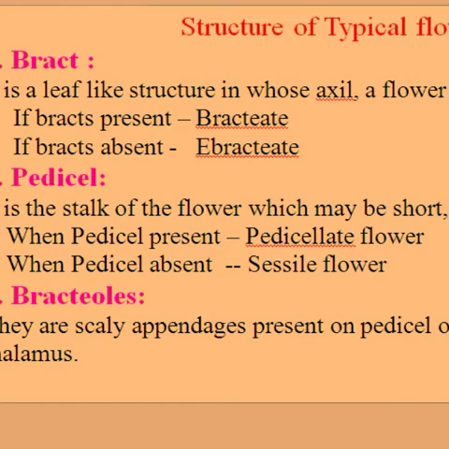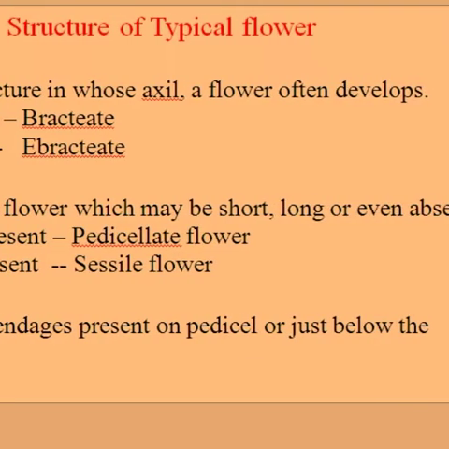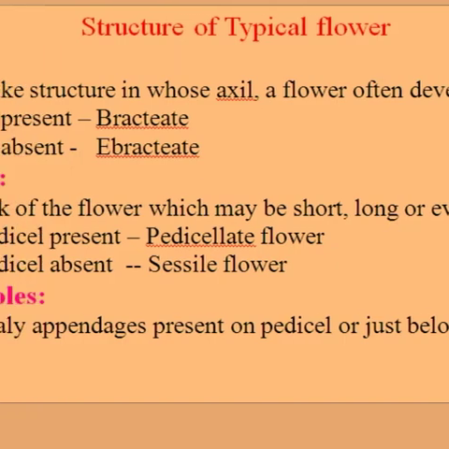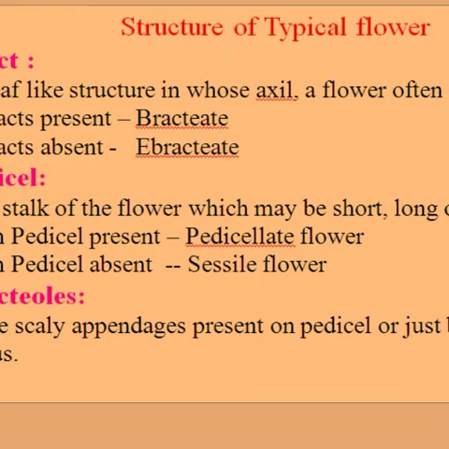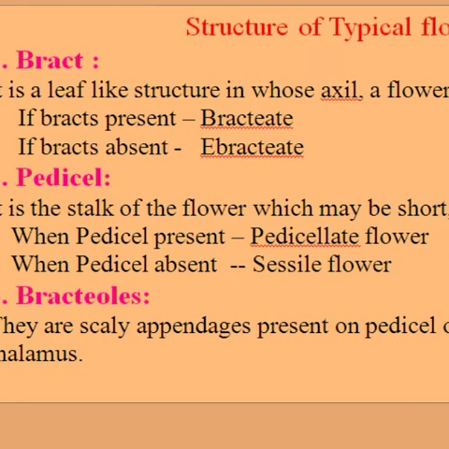Generally, the flower arises in the axil of the bract. Bracts are nothing but very small, scaly outer growths, and in the axil of the bracts, flowers always arise. If the bract is present, it is called bracteate, and if the bracts are absent, it is called ebracteate.